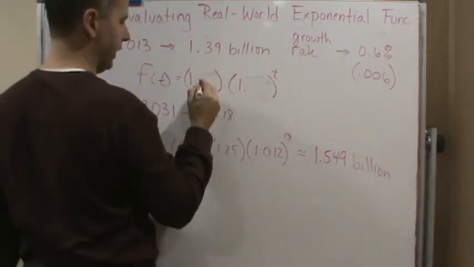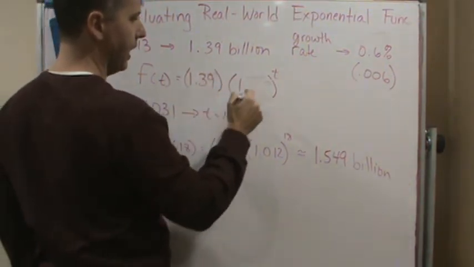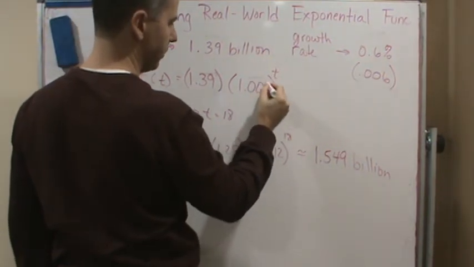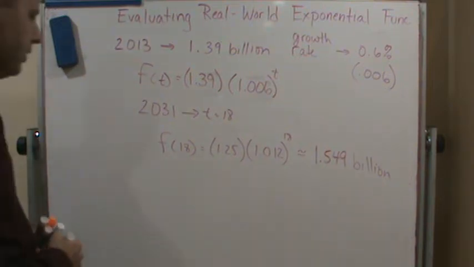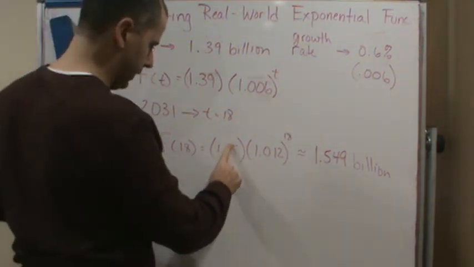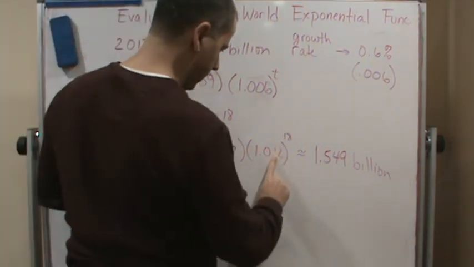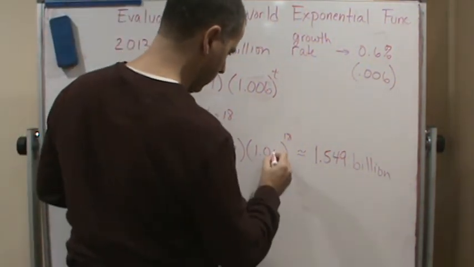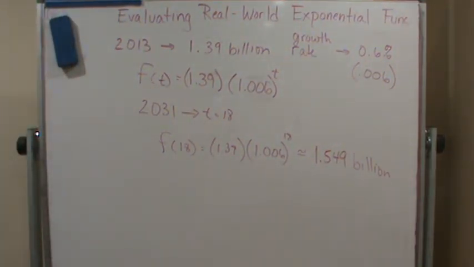So now what would this model look like? It's going to be an initial value of 1.39 billion, so this is in the billions, and then it's going to be 1.006 raised to the t. Now what if we want to predict the population of China in 2031? Let's do that. So again, this is going to be 1.39 times 1.006 raised to the 18th power.